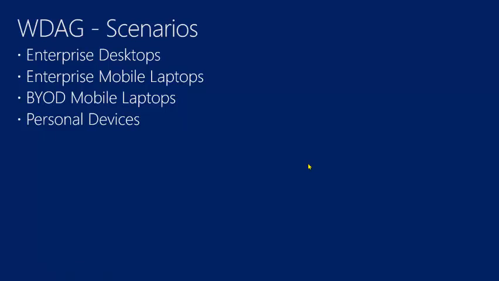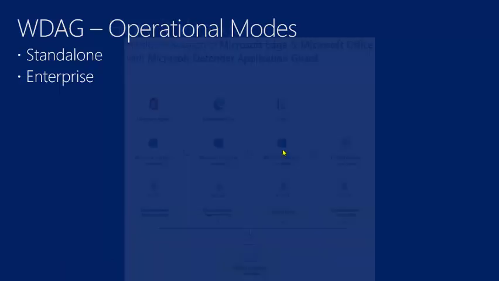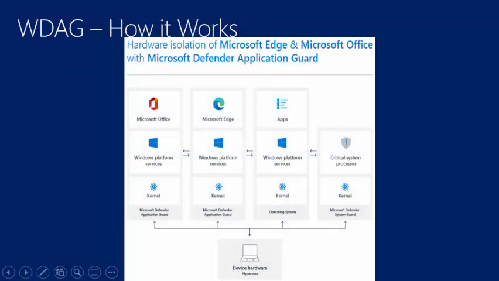So how does all this work? Well, I'm going to show you a couple of diagrams. I mentioned the operational modes already, standalone, enterprise. I'm really not going to dig into them in detail. You can pause the video if you like and look at these on the screen and kind of go through it. This is just illustrating how Application Guard works with Edge, works with the Office products, and so on.